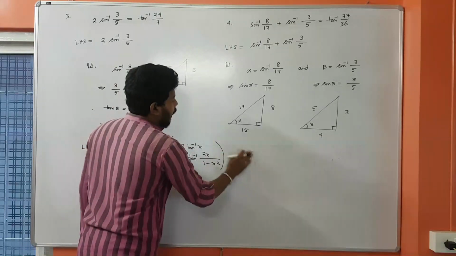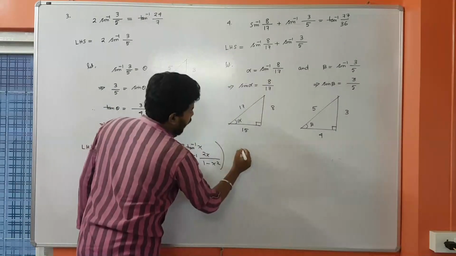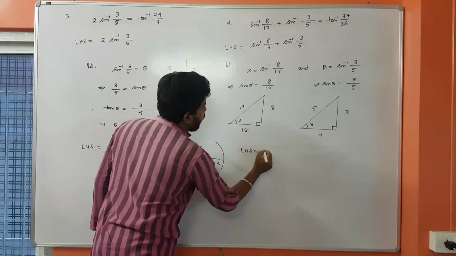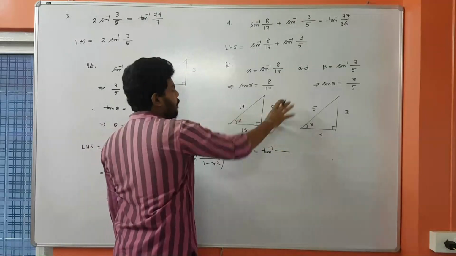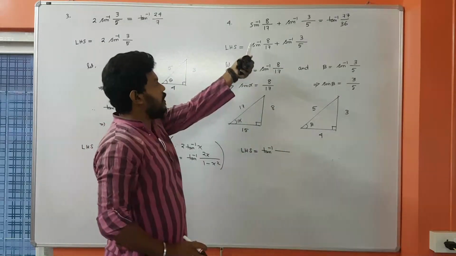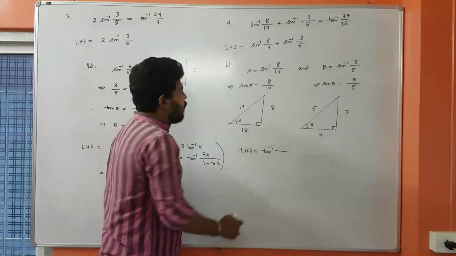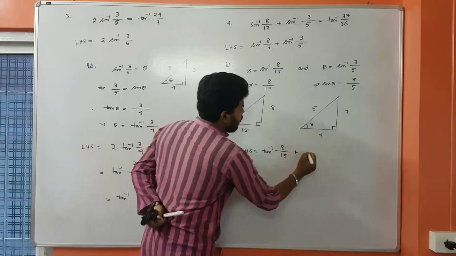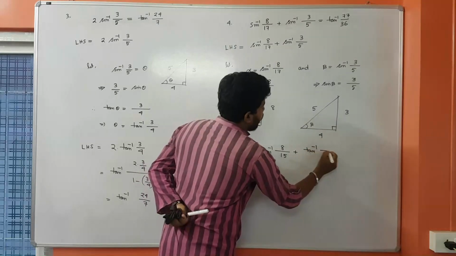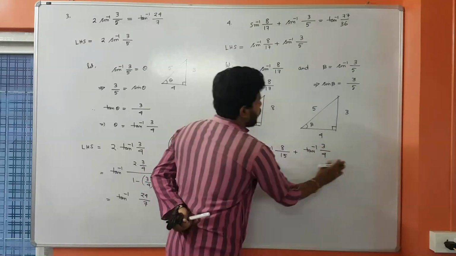I can write the LHS in terms of tan inverse. What is tan theta? Perpendicular by base. I can represent sin inverse in terms of tan inverse. It will be equal to tan inverse of 8 by 15, and this is tan inverse of 3 by 4.